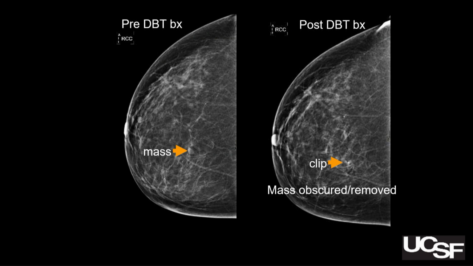The mass is obscured by artifact, and matching up the CCs as best I can, it looks like the clip is in the right place. So no non-visualization of the mass, and clip is in the right location. Great. So at least my DBT biopsy I would consider successful. Because remember, specimen radiograph doesn't really help me here. I just do it to make sure there's tissue and not just fat in the cores.